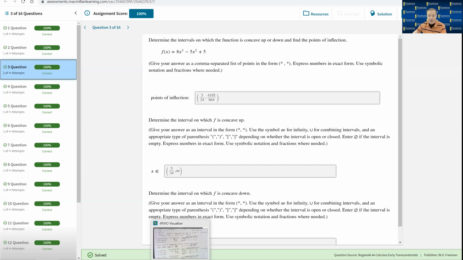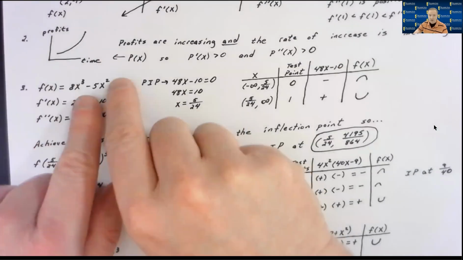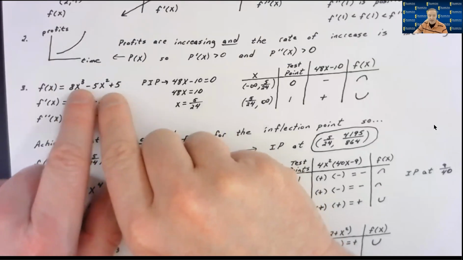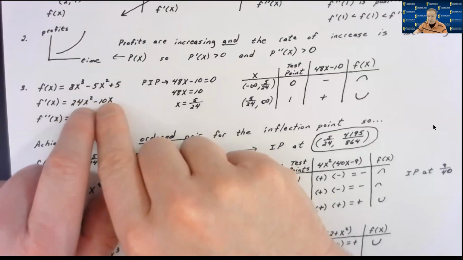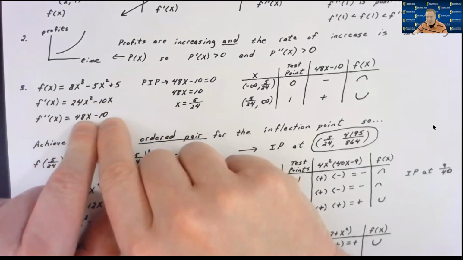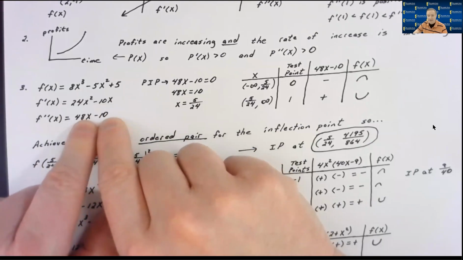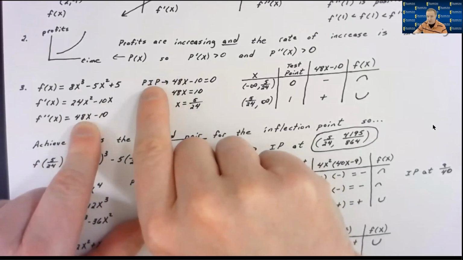So now let's talk about how this problem is worked. I'll go ahead and maximize this screen. So for this problem, I had 8x cubed minus 5x squared plus 5. Obviously, I need to take the second derivative. So first, to take the first derivative, the power rule tells me that it's 24x squared minus 10x. I take the derivative again, and I'll get 48x minus 10. Now, I take that 48x minus 10 and set it equal to 0. Why would you set the second derivative equal to 0? Well, that's the only place that your possible inflection points could occur.